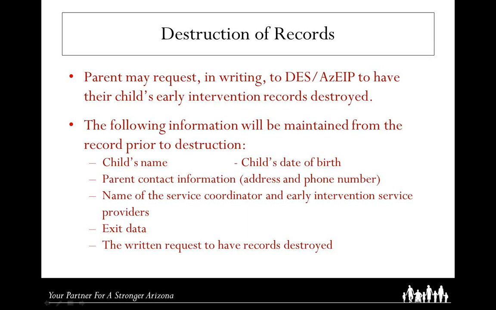A permanent record of a child's name and date of birth, parent contact information, including address and phone number, names of the service coordinators and early intervention service providers, exit data, including year and age upon exit, and the written request to have records destroyed, will be maintained by DES AZIP for 5 years from the date the child exits early intervention.